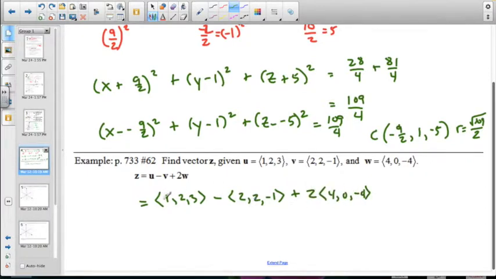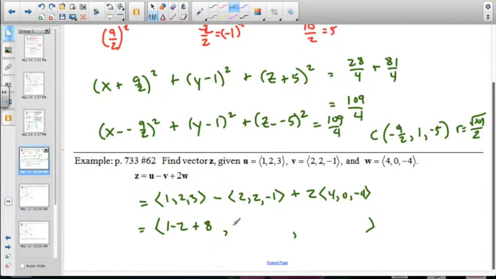And so, like I said, since they are all in component form, we can take the x components of each and add them together, the y components of each, add them together, and the z components of each, and add them together. And so I'm going to do that all in one step here. So here are my x components. I've got 1 minus 2 plus 2 times 4 is 8. So there's my x component.